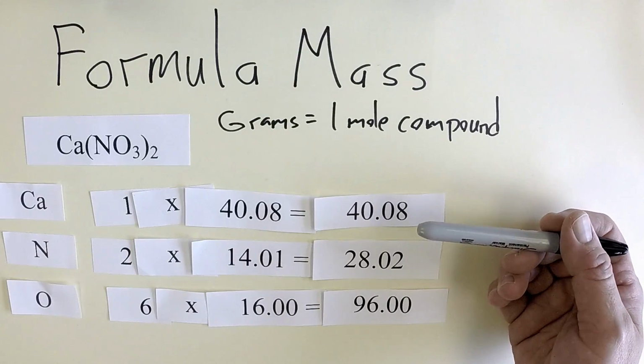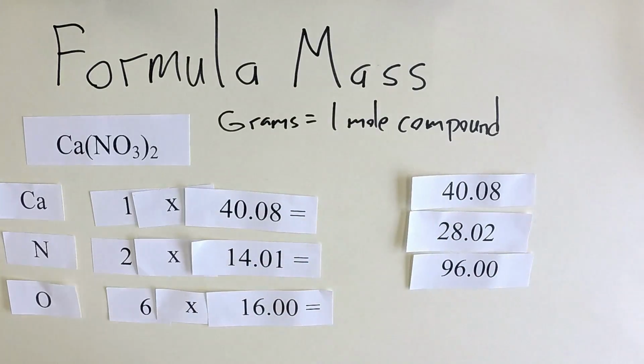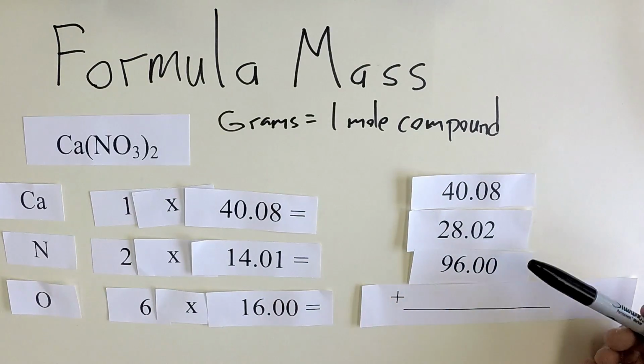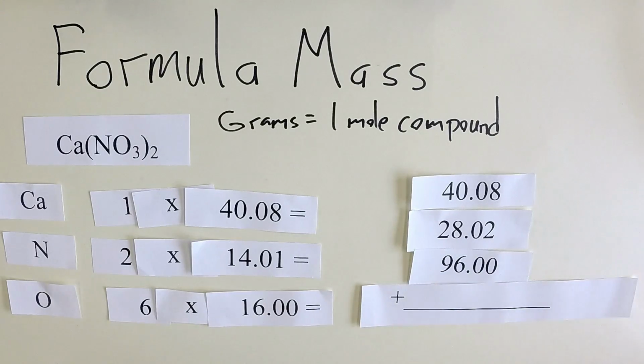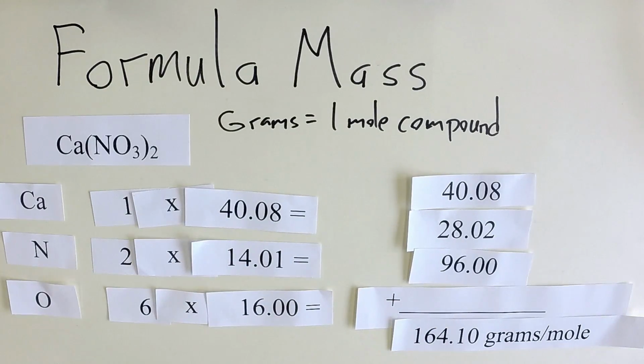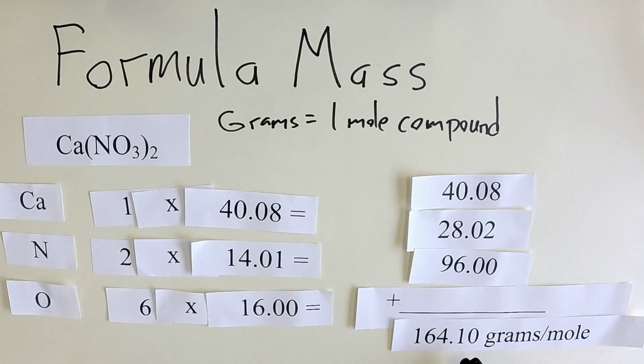The final step for formula mass is that we take these products for each element and we add them up. There we are. So we add up the products: 40.08, 28.02, 96.00. And when we do that for calcium nitrate, our sum, which is our formula mass, is 164.10 grams per mole. What that tells us is that 1 mole of calcium nitrate has a mass of 164.10 grams. That's formula mass.